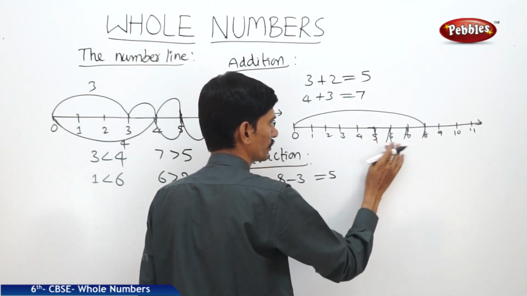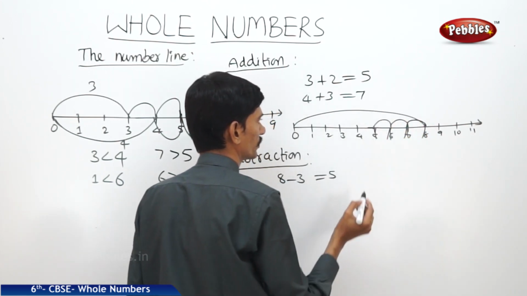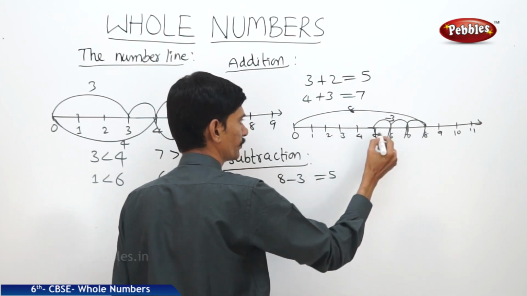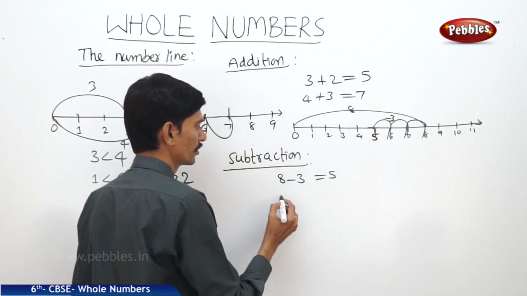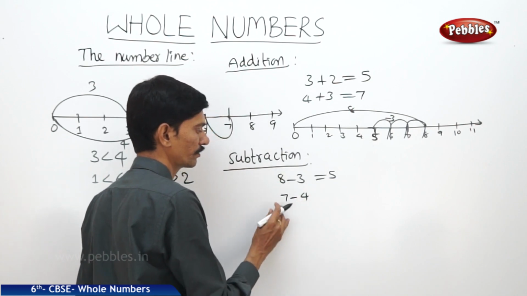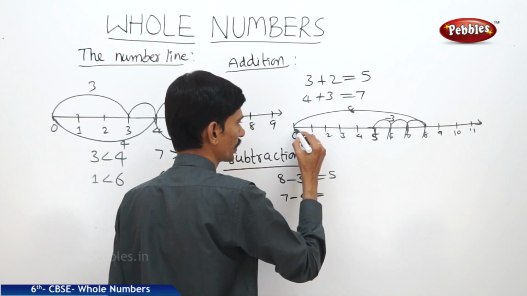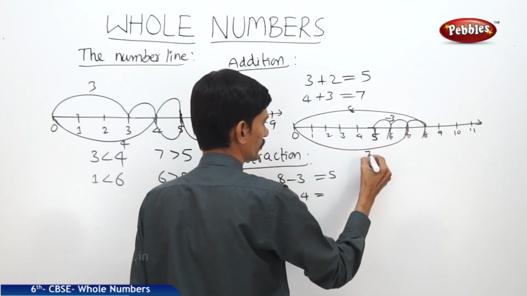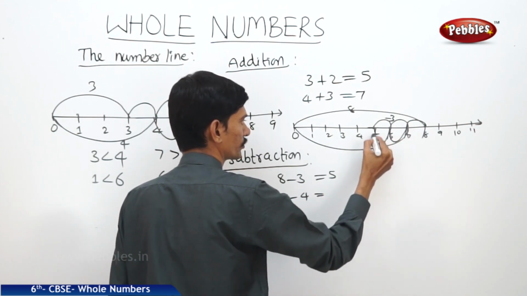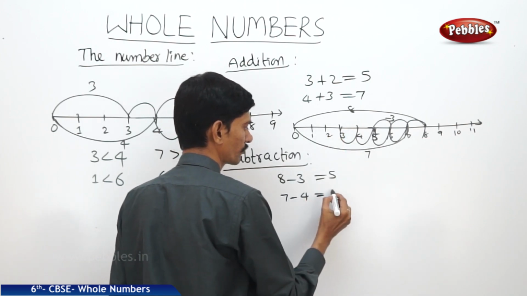Or we can move in the upper part. 1, 2, 3. So this is 8 and this is minus 3. So 8 minus 3 is 5. Now if we want to find the subtraction of 7 and 4, meaning the difference of 7 and 4, 7 minus 4, first we move 7 units to the right, 0 to 7. Then we move 4 units to the left. So 1, 2, 3, 4. We reach 3. So 7 minus 4 equals 3.